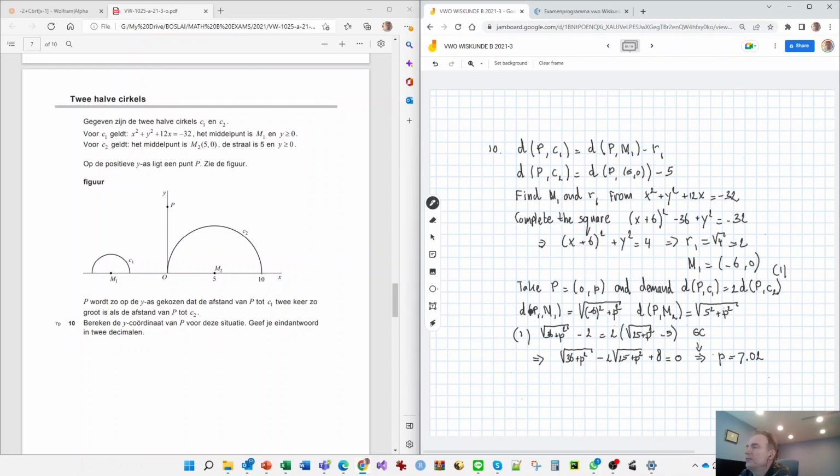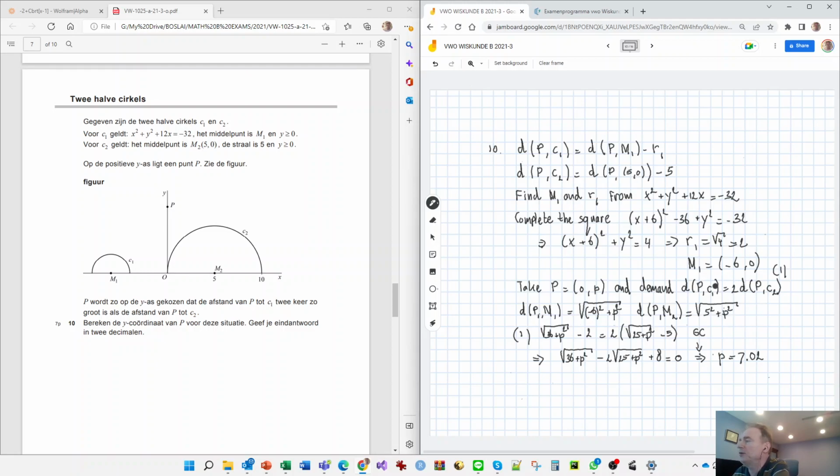So the distance of P1 to M1, P1, we need to know the distance of P to M1 in this expression, and for that we use Pythagoras, of course. So P to M1, it's the x coordinate squared, which is 6 squared, plus the y coordinate squared, which is our P. So you get this equation, and we do the same for M2, and you get this.